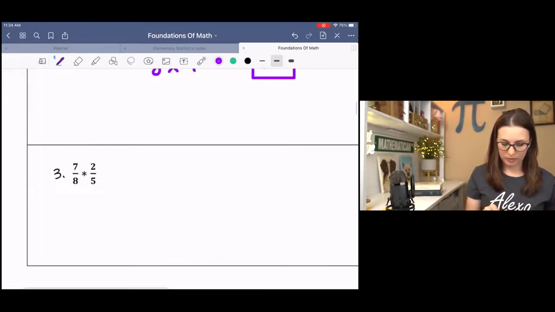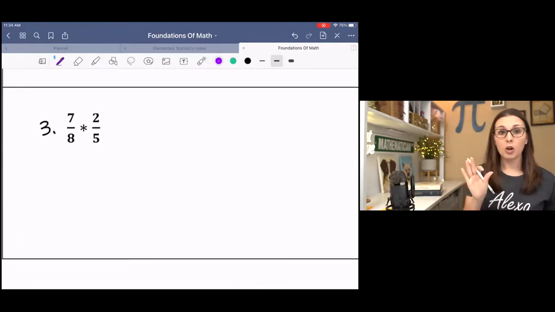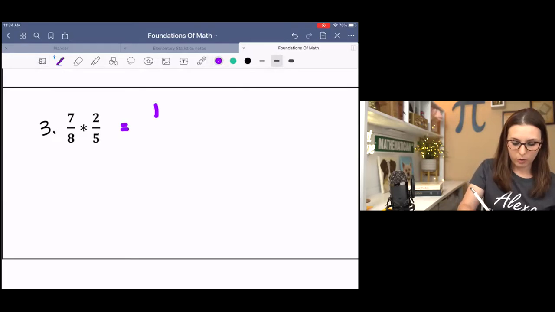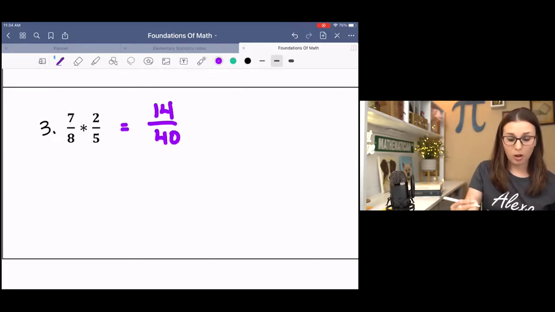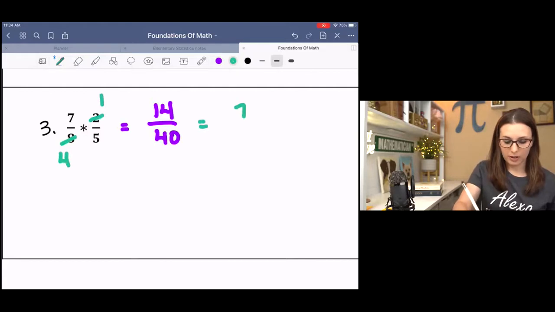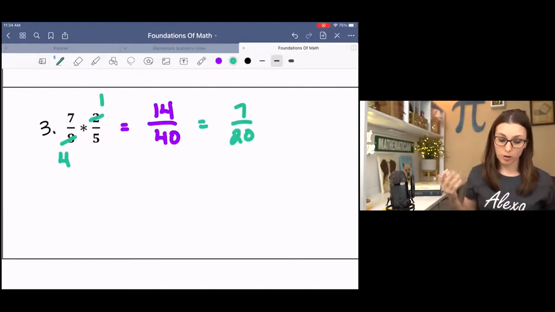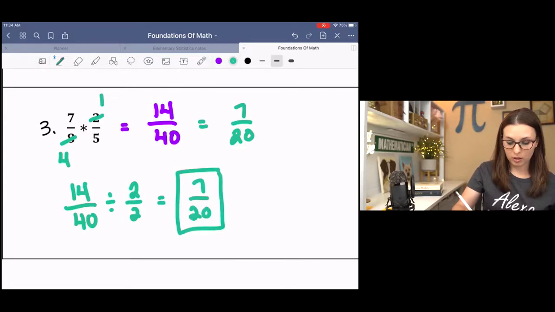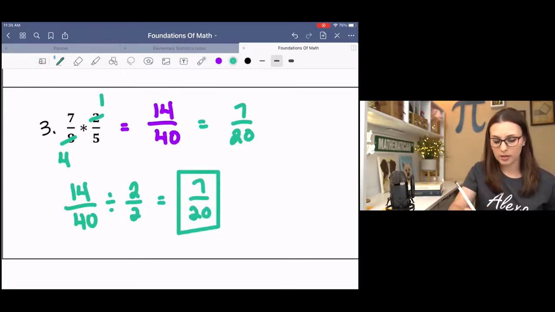Let's try number 3. 7/8 times 2/5. Go ahead and pause it, try it on your own, and come back and check your answer. Hopefully you got 14/40, or if you reduced ahead of time, the 2 and the 8 reduce to be 7/20. 14/40, if we divide that by 2, we get 7/20. So your final answer is 7/20.